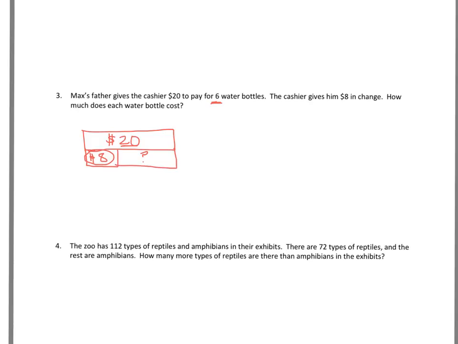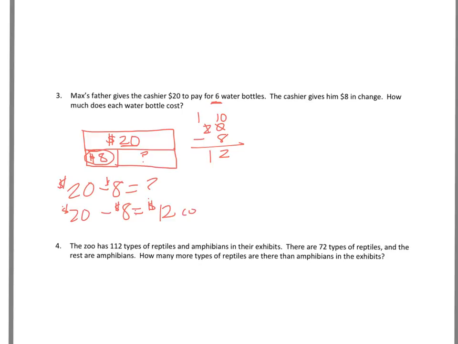So now I can show this out, and I know that 8 plus something gets me 20, but I can also do 20 minus 8 will get me my question mark, my missing amount. So I'll show that real quick off to the side. And I know I'm going to have to decompose a 10, and I'm left with 12. So $20 minus $8 equals $12. Now, that's the cost of 6 water bottles. And I'm going to abbreviate there, but that's the cost of 6 of them. We want to know how much each water bottle cost.